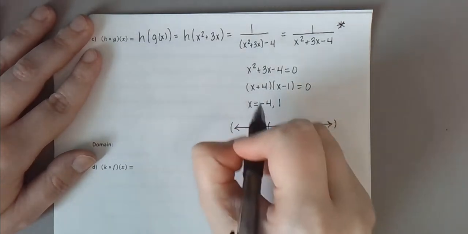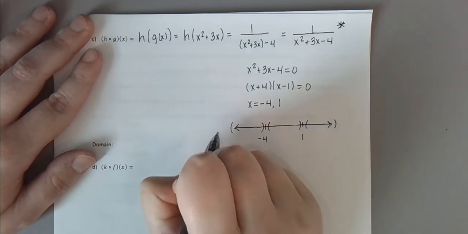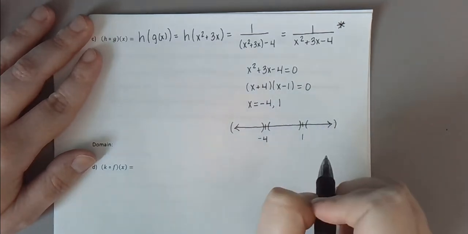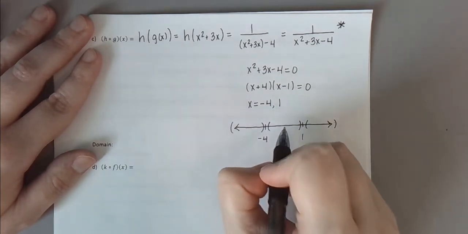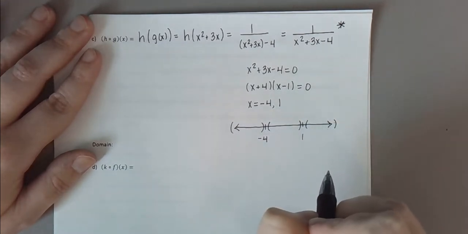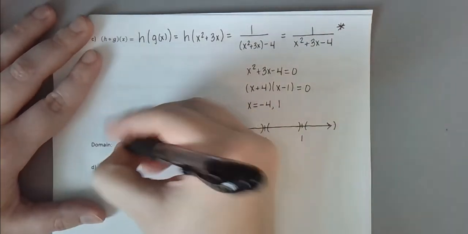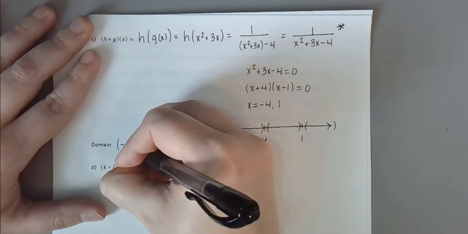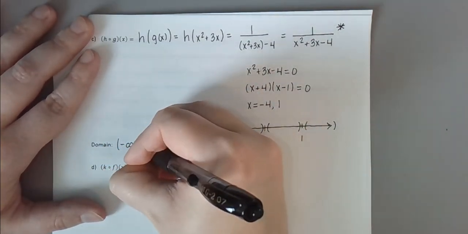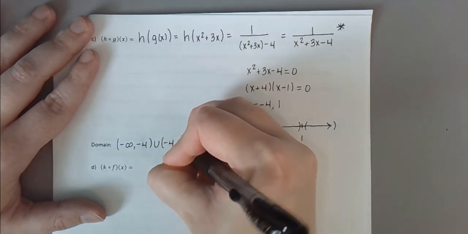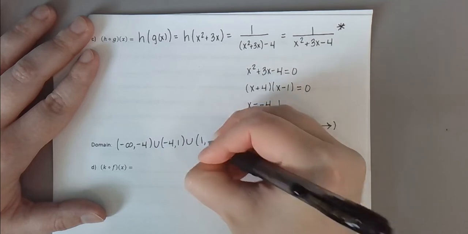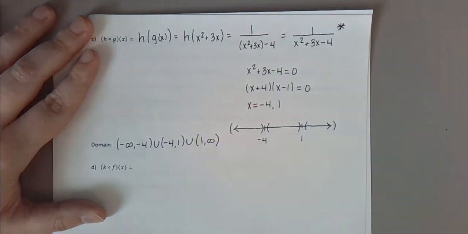It's tempting to look at these restrictions and keep everything less than negative 4, keep everything greater than 1, but maybe forget the fact that there are values in the middle. In this case, our domain is represented by 3 separate intervals. So we need to include all 3 as part of our domain. So negative infinity to negative 4, union, negative 4 to 1, union, 1 to infinity. That's going to be our domain.